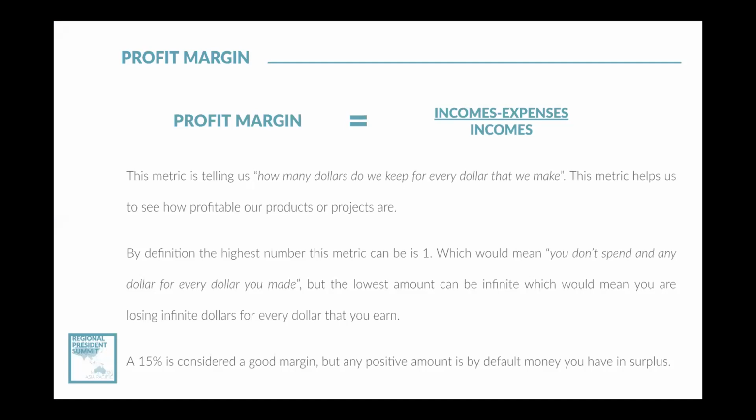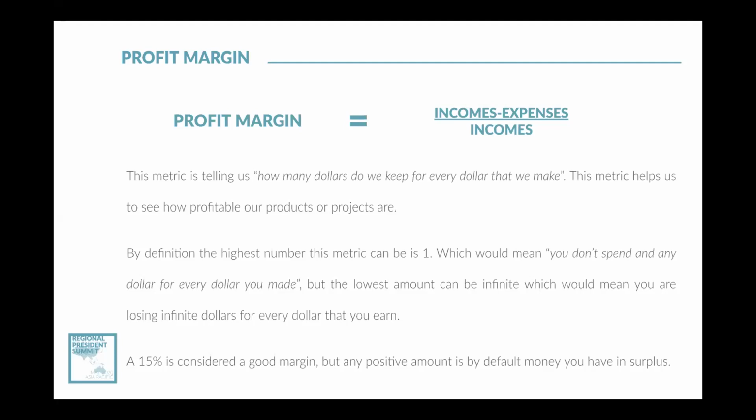Then we have profit margin. So profit margin is incomes minus expenses over incomes. If I can explain this metric to you with words, it would be how many dollars do we keep for every dollar that we make, or how many euros, or how many pesos, or whatever currency that you use, right? So this metric is helping us to see if a certain project or a certain activity is profitable.